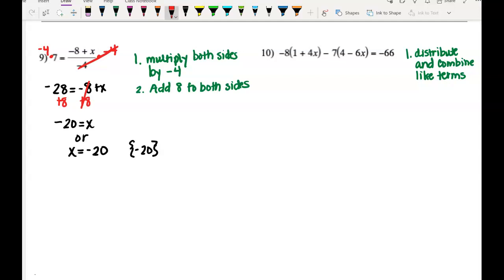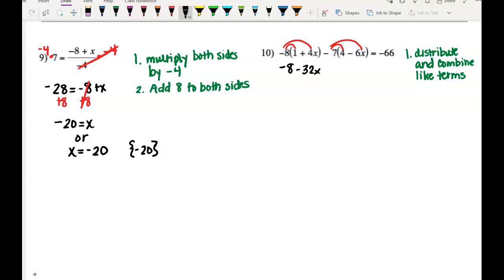So we have to do that first here before we can do anything else. I have to distribute the negative 8 to this parenthesis and the negative 7 to this parenthesis. So I have negative 8 times 1, which is negative 8. What is negative 8 times positive 4x? Negative 32x.